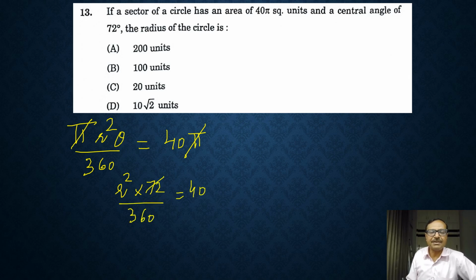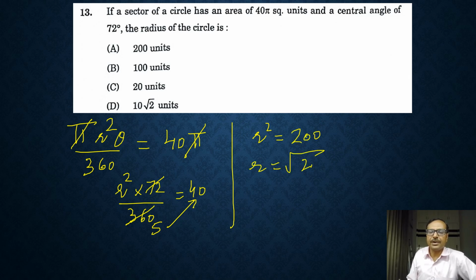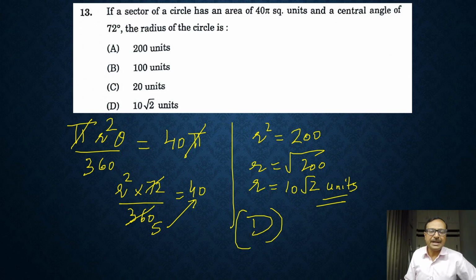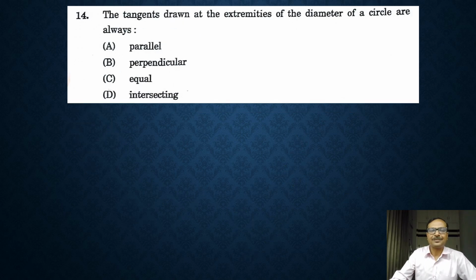Pretty easy. After this, 72 cancels this 5 times, and 5 gets cross multiplied. So r square equals, how much is this? This is 200. And so r is square root of 200. r is 10 root 2, right? Now 10 root 2 units. This is the answer, and that's what he's asking us to find, the radius of the circle. So option D is the correct answer for this particular question.